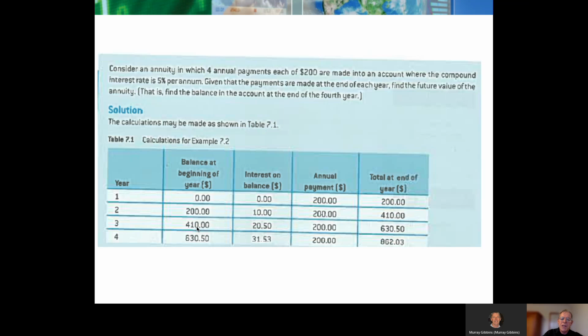Then $410 is in for the full year, so 5% of 410 will give us the $20.50, and again the $200 is paid in at the end of the third year. And we just keep building the balance up. Interest on the 630 at 5% is that, plus an extra 200 paid right at the end. At the end of our 4 years, we've got $862.03 in the account.